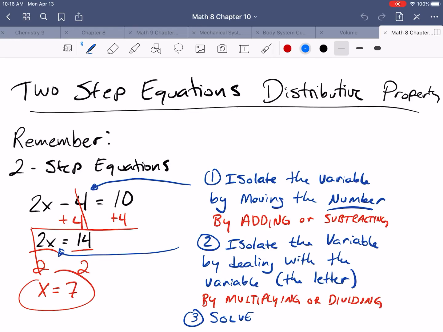Hey guys, so we're back for one last part of our chapter 10, which is the two-step equations, and it's called Distributive Property. And that's the last part in our solving for equations in this unit. It's a really important part for solving in grade 9 because you're going to need to know how to do this really super well.